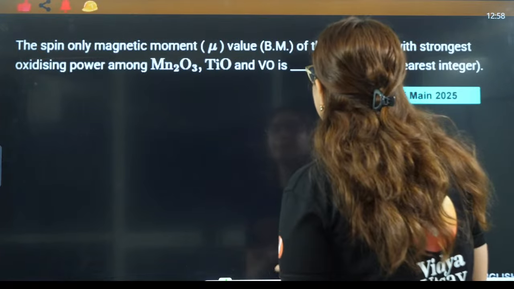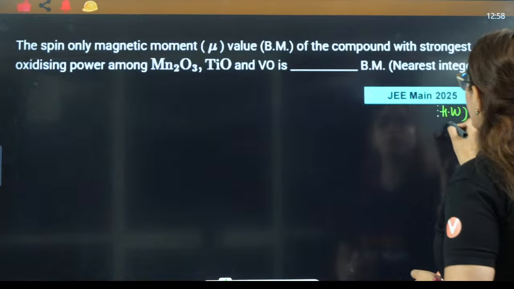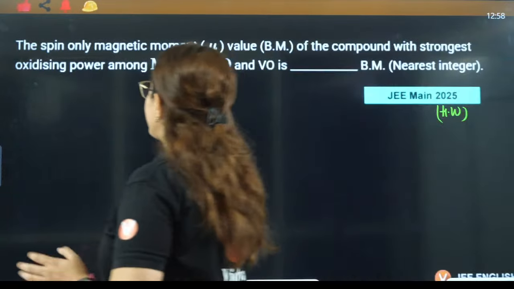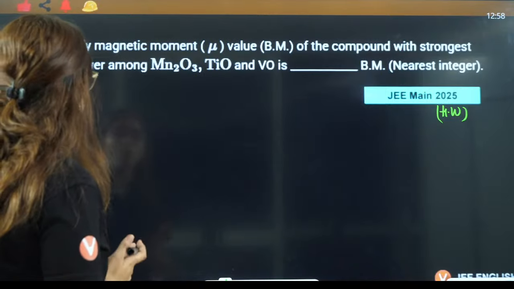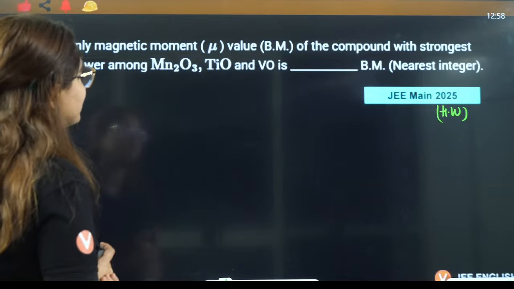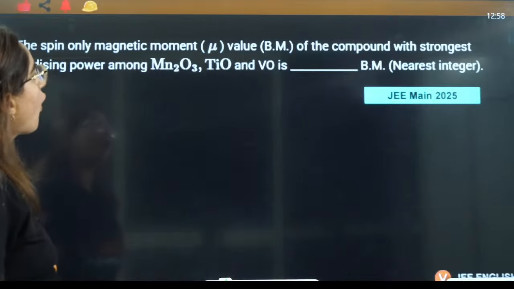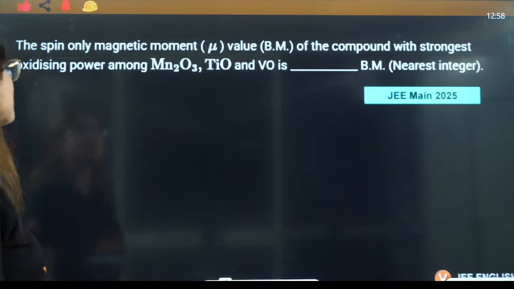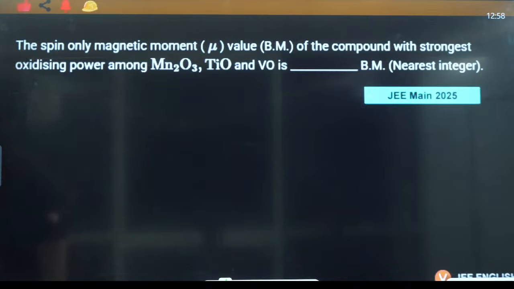The spin only magnetic moment, this I'll give you for homework, okay? Because I know you can do it. Spin only magnetic moment of the compound with strongest oxidizing, no, I'll do it myself. Value of a compound with strongest oxidizing power among all of them.